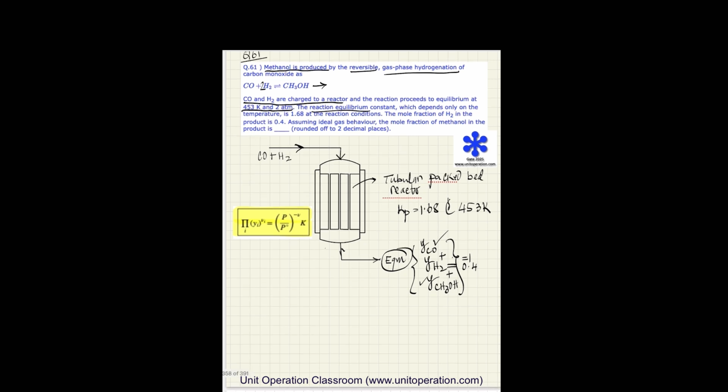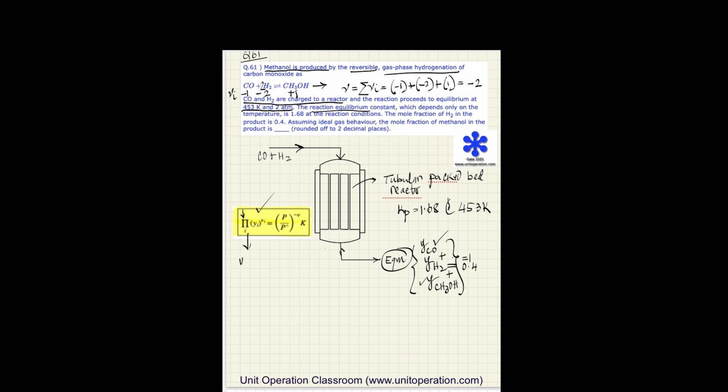So this is a very easy problem, taken from Smith, Van Ness and Abbott. So basically, first we see the stoichiometric coefficients. This is -1, this is -2, and this is +1. And nu is the summation of nu i, which is -1 plus -2 plus +1, giving you -2.